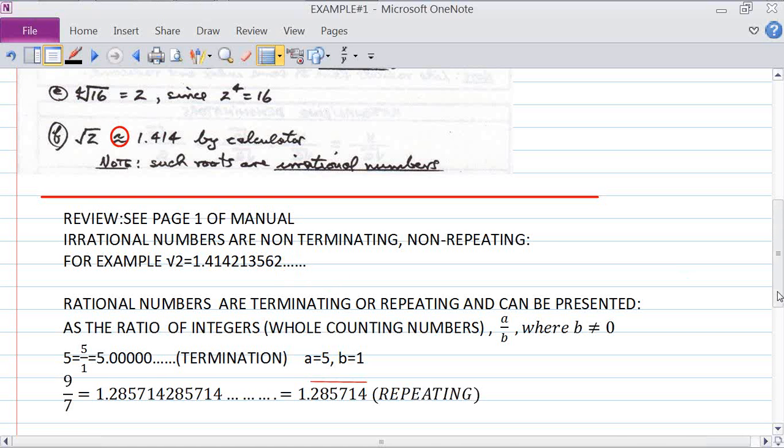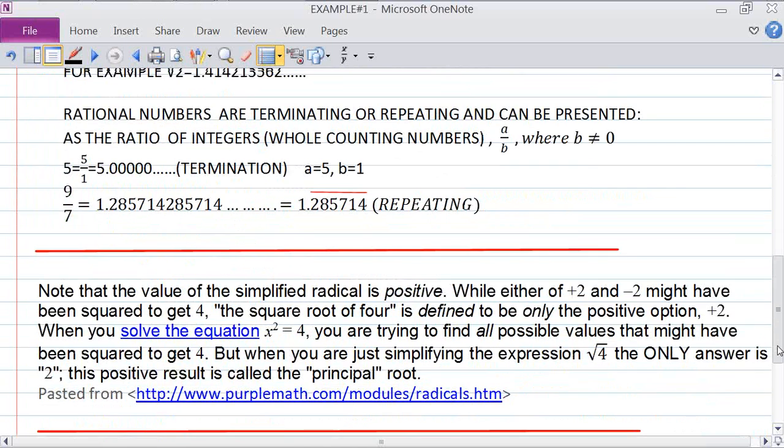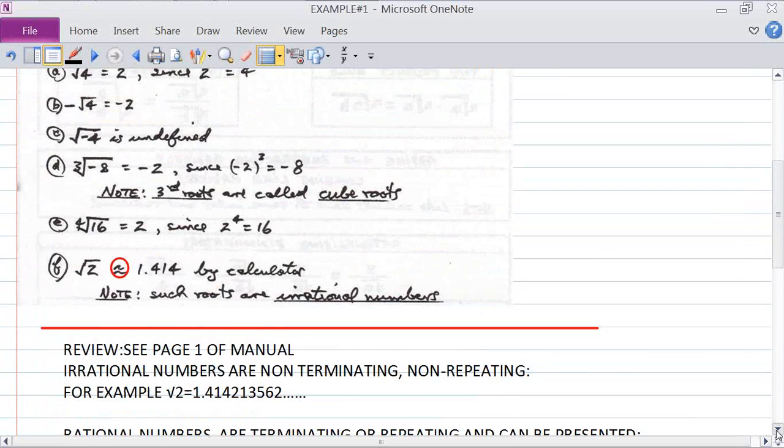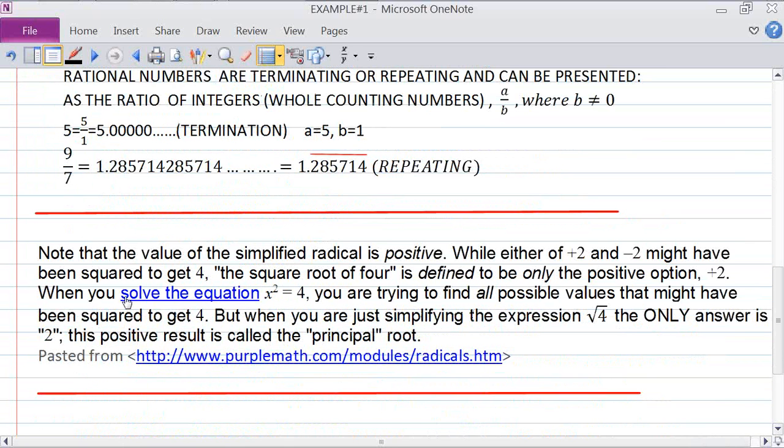And so now, one thing that we said over here was we talked about the positive or principal root. I'll go back to what we discussed on page 97 and just review that right over here. Note that the value of the simplified radical is positive. While either of +2 and -2 might have been squared to get 4, square root of 4 is defined to be only the positive option. Okay, +2. When we do the square root of 4, the answer is +2.